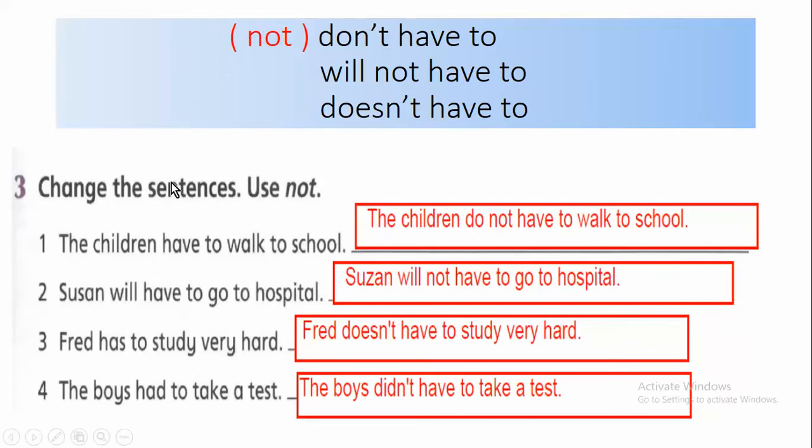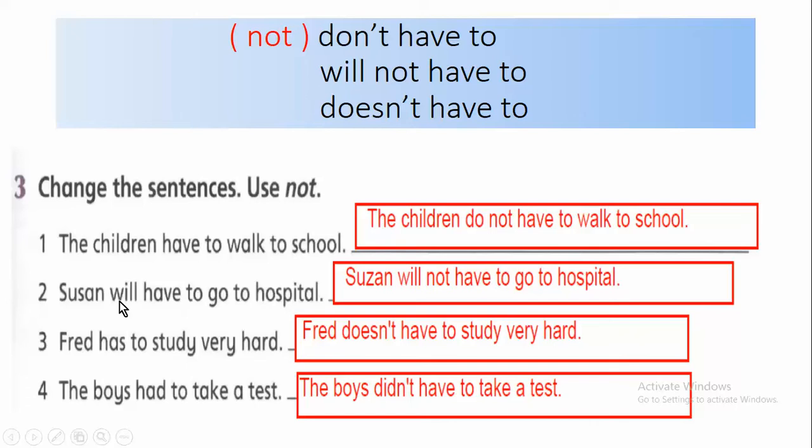Now, this question. Change the sentences. Use not. Question number 3. Use not. Okay? Don't have to. Will not have to. Doesn't have to. This is the negative form of the following sentences. The children have to walk to school. The children is the subject and don't have is the negative of have. Then the complement, to walk to school.